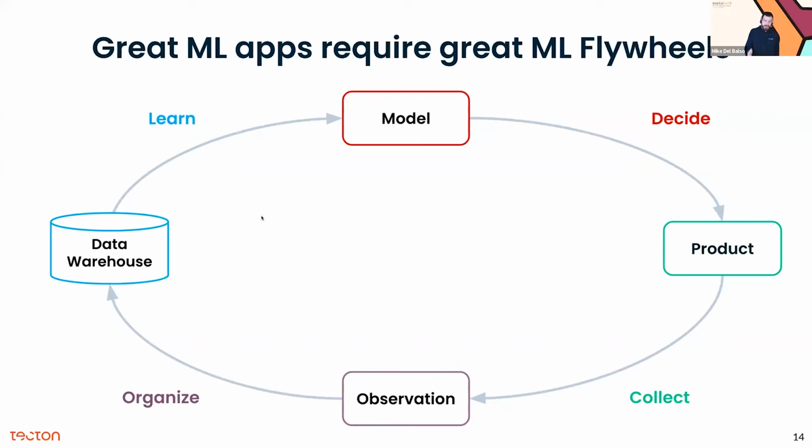Great machine learning applications require a great ML flywheel, and we see this when we talk to teams that are very successful with machine learning. They are very intentional about this ML flywheel. They build tools to design and manage this ML flywheel, and they think a lot more about the whole end-to-end loop than individual parts of it.